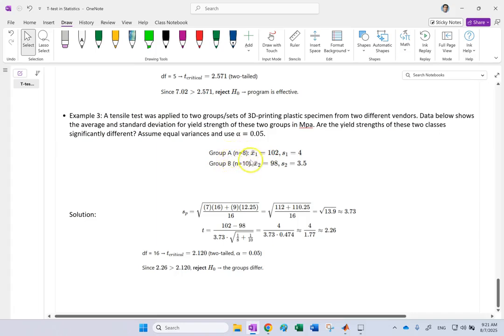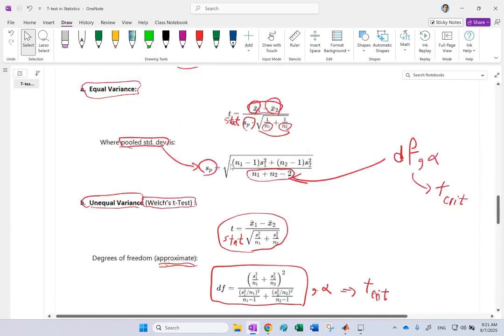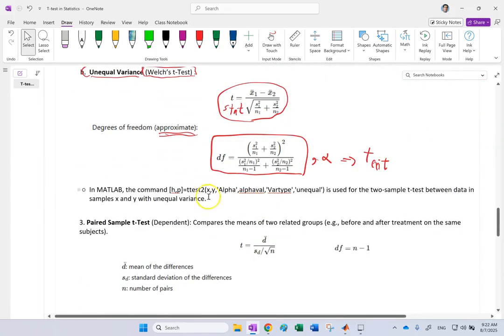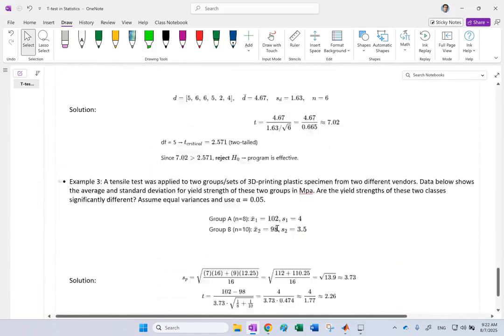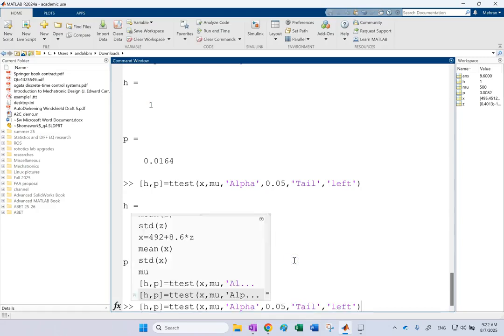Again, you see here, I don't have the original data A and B, but when I use this command that I just showed you, I need to make sure that I have the data in X and Y. So before I use that command, I need to go and basically generate the data here for group A and B artificially, and then force it to be with those averages and standard deviations. So let's go ahead and use the same technique that we did.